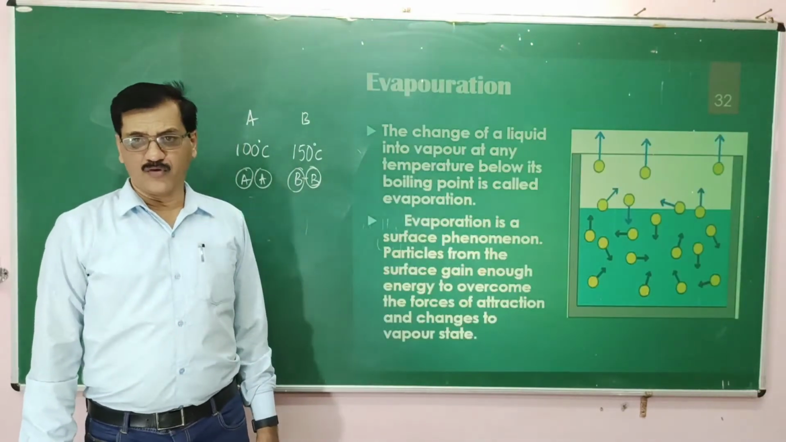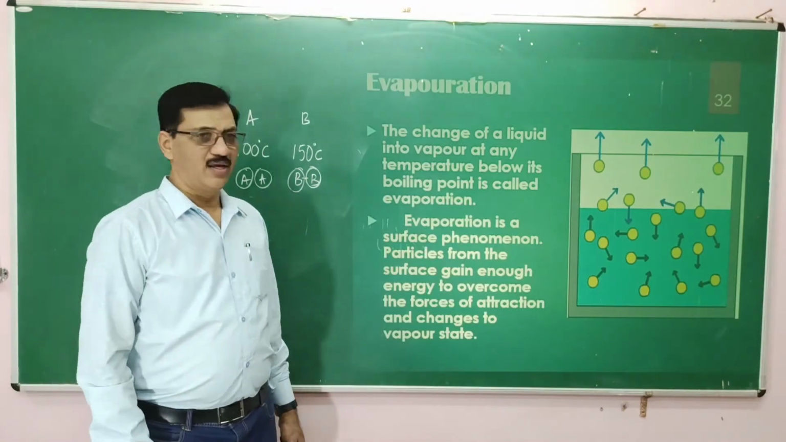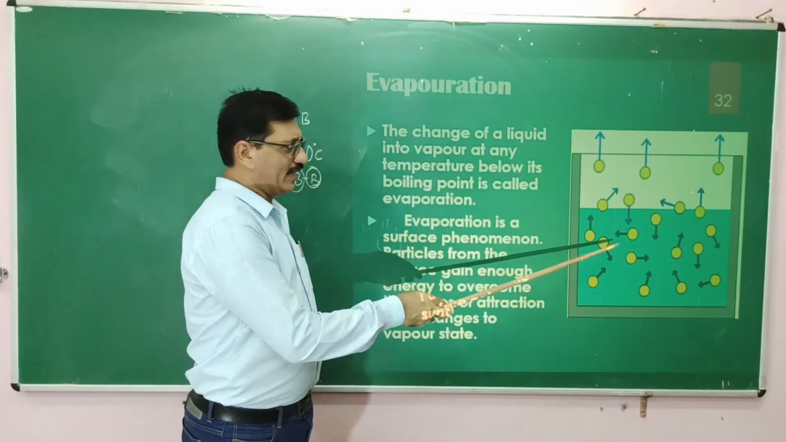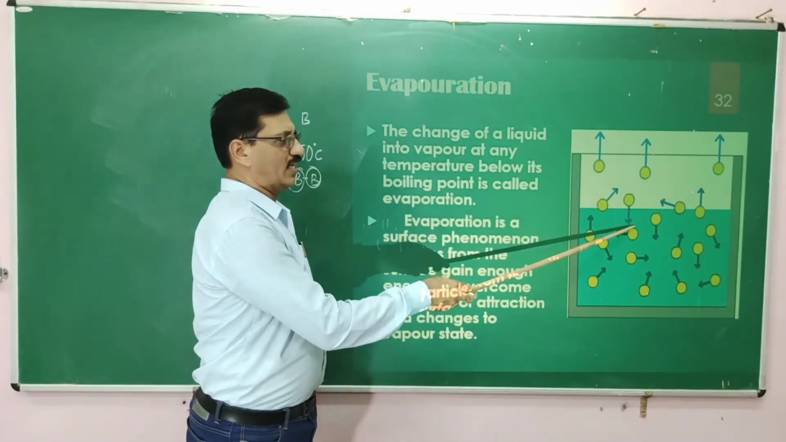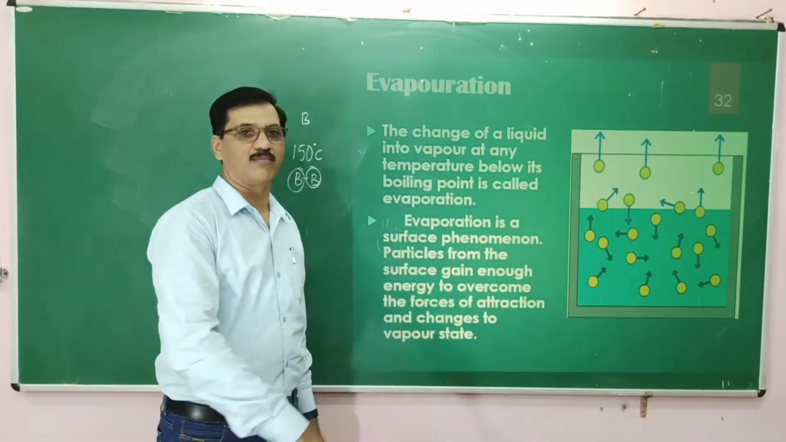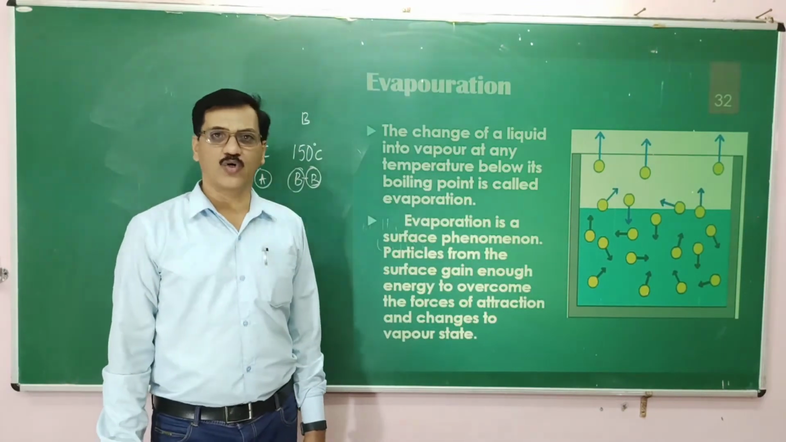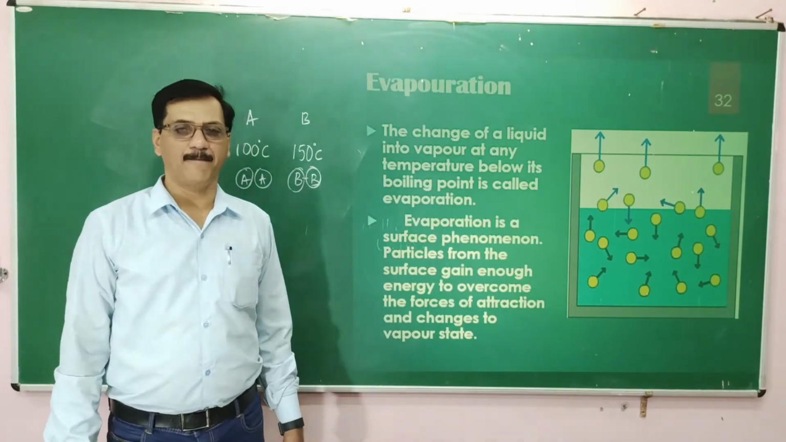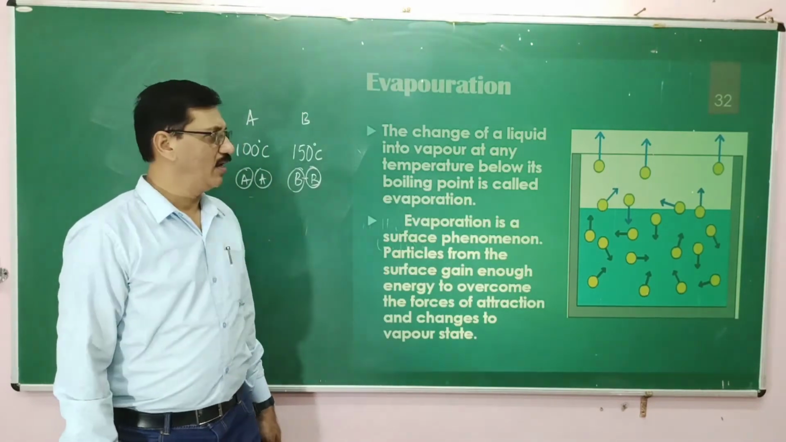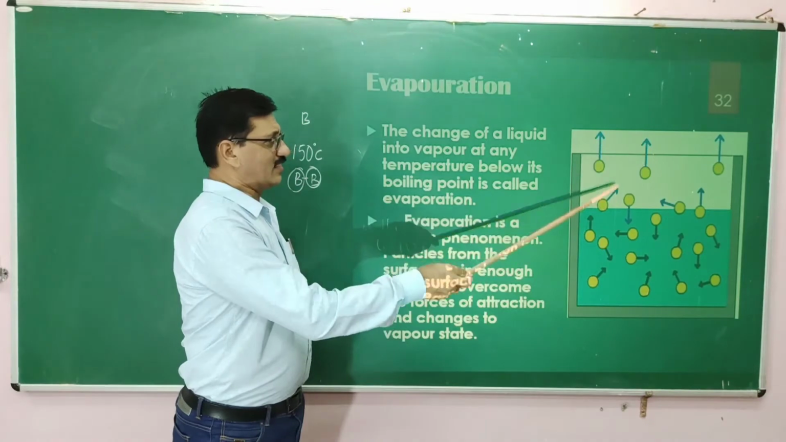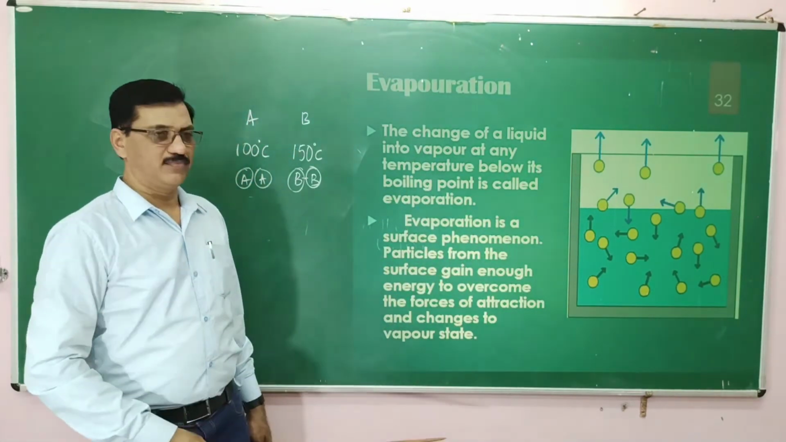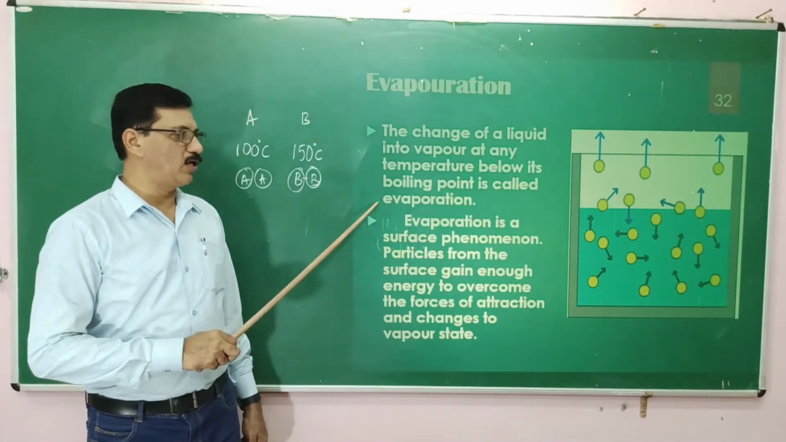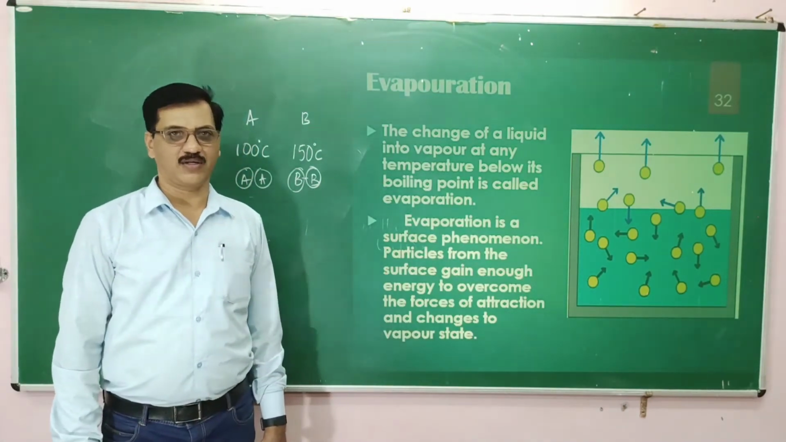Now, there is one more phenomenon called evaporation. Evaporation occurs in liquids. It is the escaping tendency of liquid particles into gaseous form. It occurs on its own, even at a temperature less than the boiling point of a liquid. This escaping tendency is called evaporation. The change of a liquid into its vapor at any temperature below its boiling point is called evaporation.